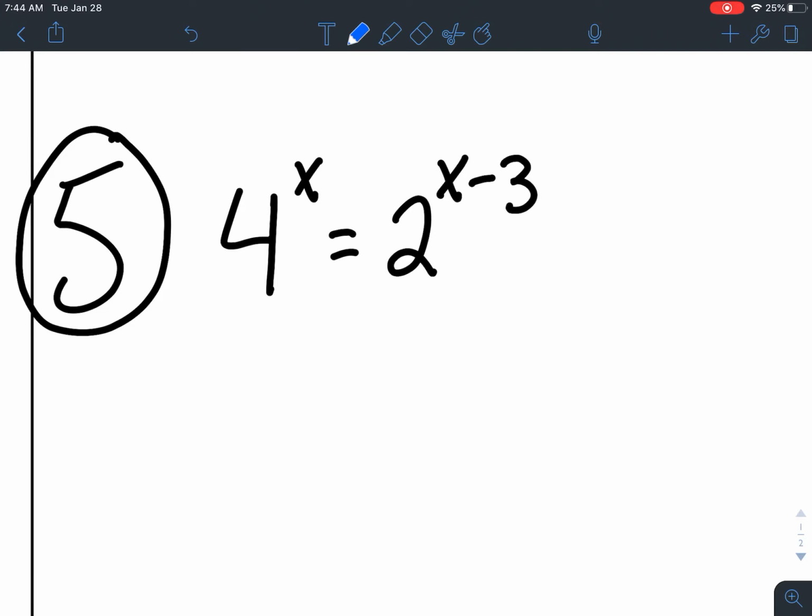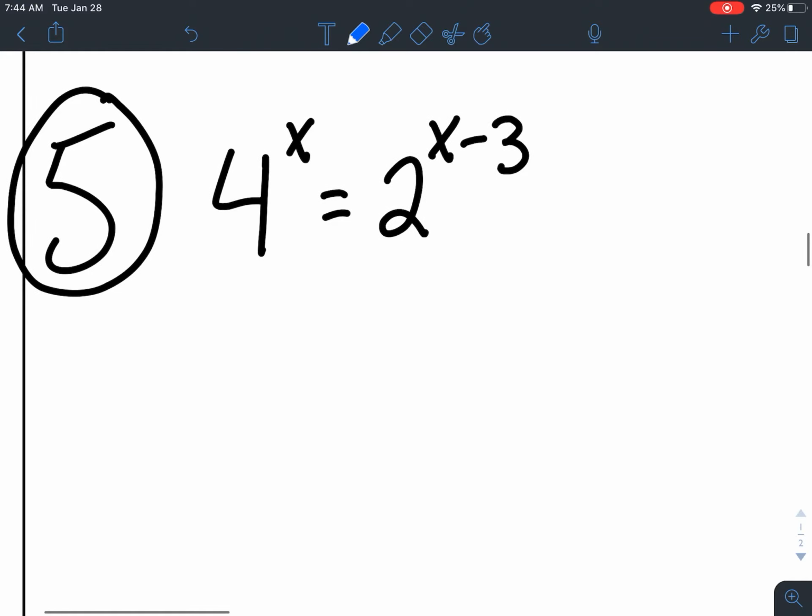With number 5, I've got 4 as my base on the left side, 2 is my base on the right side. Again, my 2 is the one that can't simplify any further. It's a prime number. Nothing multiplies to get that number besides itself and 1. So I'm going to have to rewrite my 4 as a base of 2. For most of us, it is easy enough to see that 2 squared is 4.